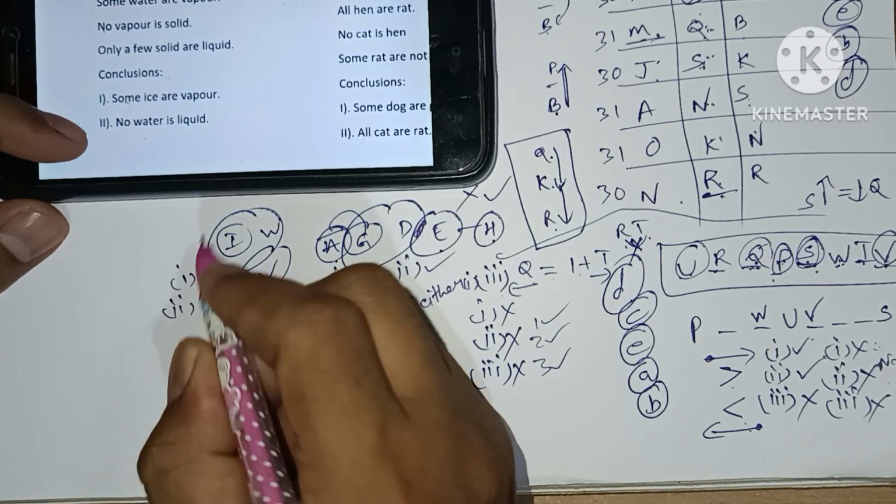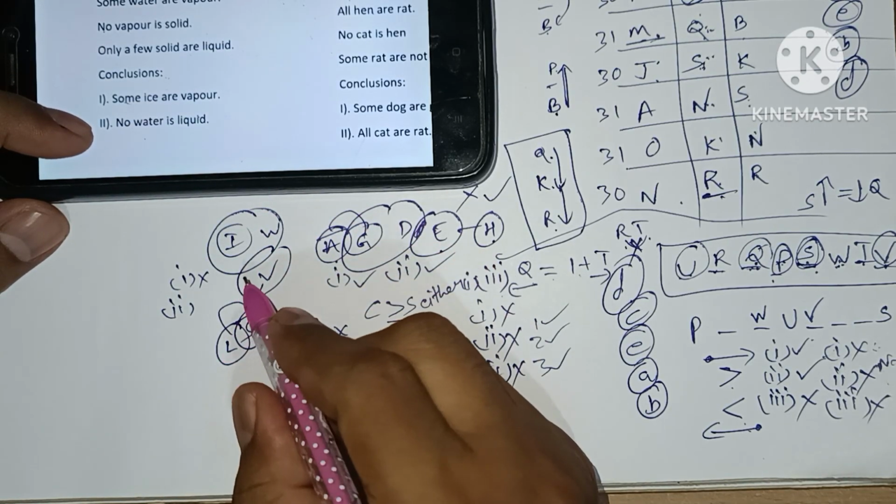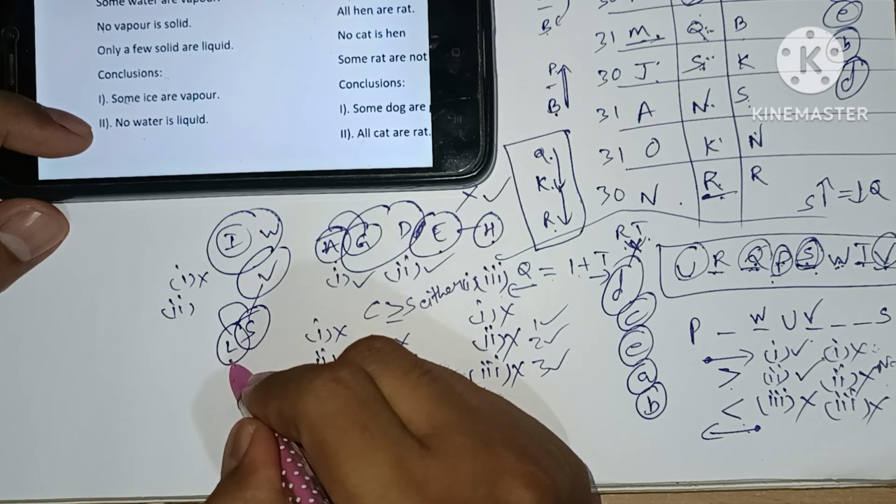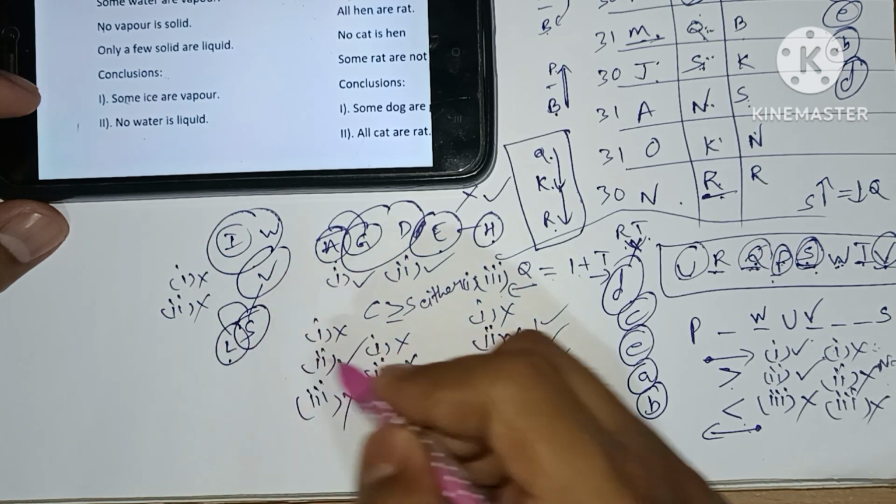Second conclusion, no water is liquid. Some part of water can be liquid, some part of water can share with liquid, it is possible, so the second "no" case fails.